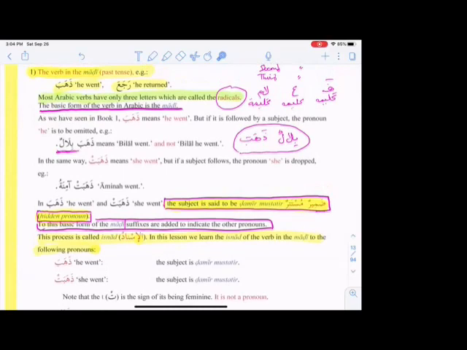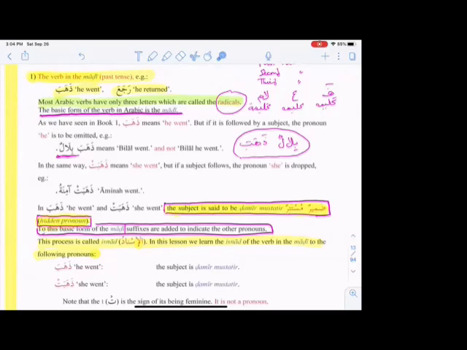As we have seen in book 1, Zahaba means he went, but if it is followed by a subject, the pronoun he is omitted. So Zahaba Bilalun, Bilal went. We cannot say Bilal, he went. We will say Bilal went. But then when we analyze it, we will say Zahaba, fi'l madi, mabniun ala fatah, fa'il mustatir, subject is damirun mustatirun huwa. That's the way we will do it.